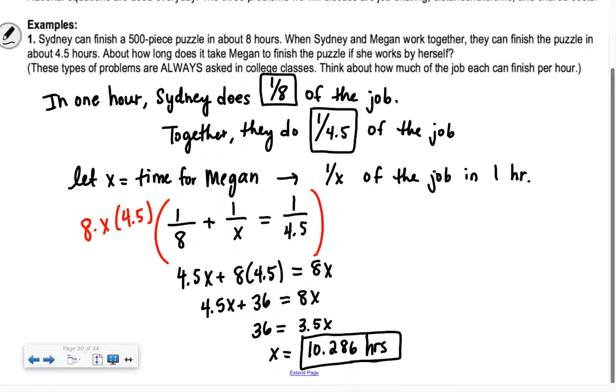10.286, yes. Okay, does this make sense? So that's how long it takes Megan working alone. So if it takes Sydney 8 hours, it takes Megan 10.286 hours, then together we were saying it takes them 4.5 hours. Okay, it's taking them less time. So always check that in the end to make sure you did it right.